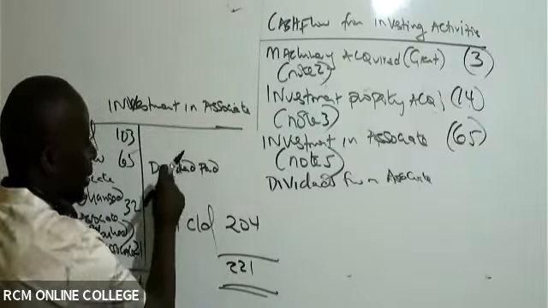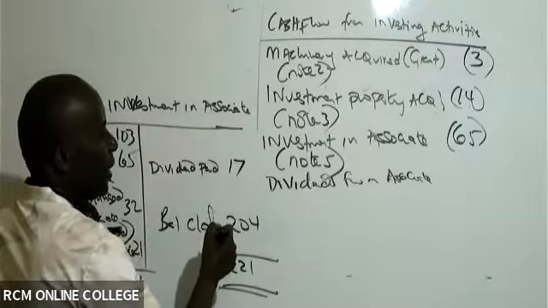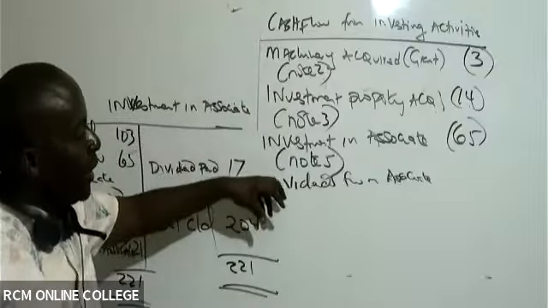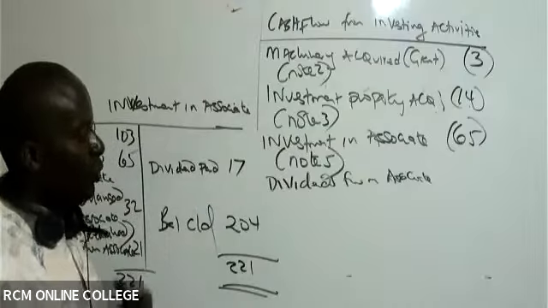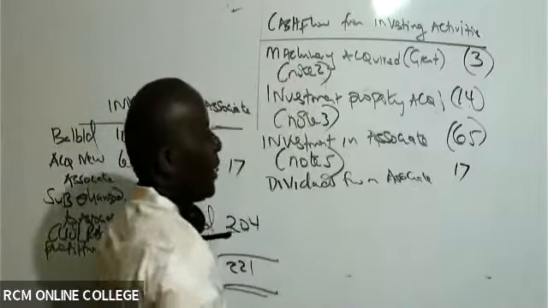Then in this case, how much dividend was paid by this associate? It is 17. So remember, we are the investors. So we will talk about dividends from the associate. What we received from the associate in this case is 17.